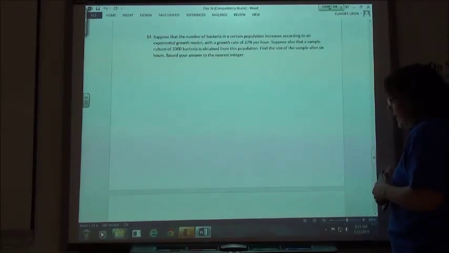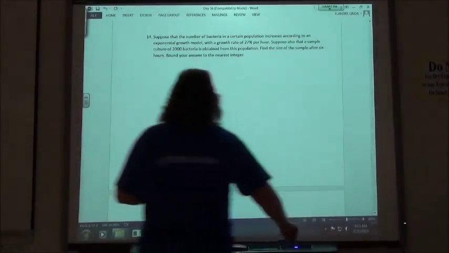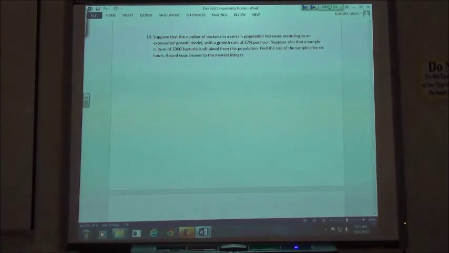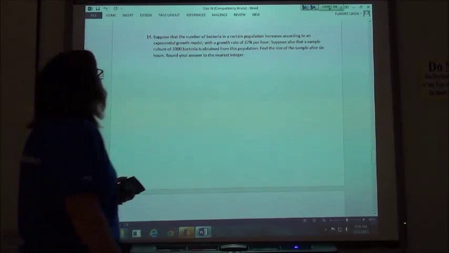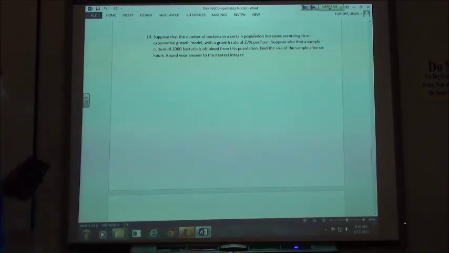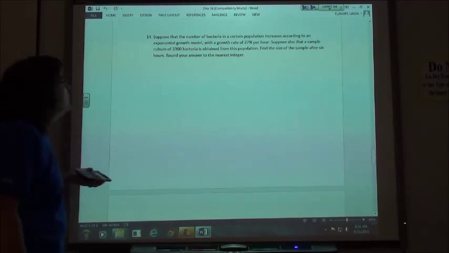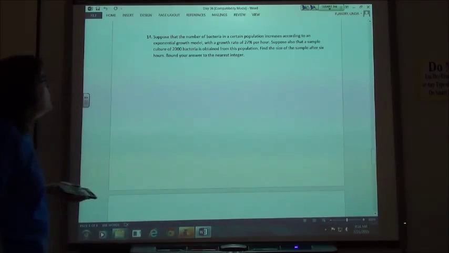Number 14 then. Suppose that the number of bacteria in a certain population increases according to an exponential growth model with a growth rate of 27% per hour. Suppose also that a sample of 2,000 bacteria is obtained from this population. Find the size of the sample after 6 hours. Round your answer to the nearest integer, to the nearest whole number.